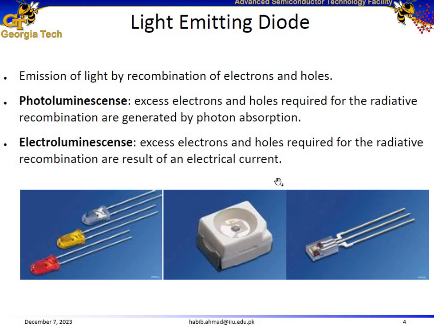Another phenomenon is electroluminescence, in which the generation of electron-hole pairs actually occurs because of an electric source, because of electric current. And these electrons and holes then recombine, resulting in the emission of light.